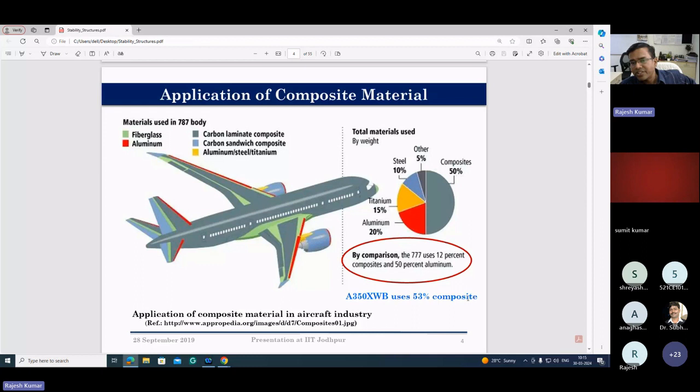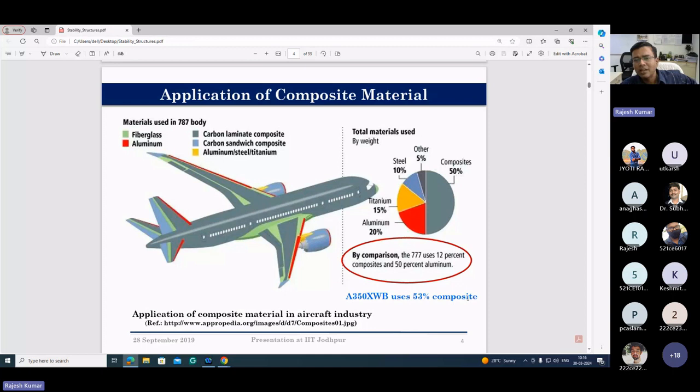So now this is one interesting example I have shown you: Boeing 777 and Airbus 350, which use composite materials more than 50%. That's why we also have to study the composite materials. When I'm going to use composite materials, why am I going to use them? The strength of composite materials is more than conventional materials. Specific strength and specific stiffness are more, meaning less weight, high strength.